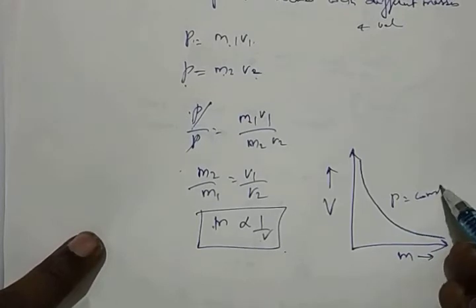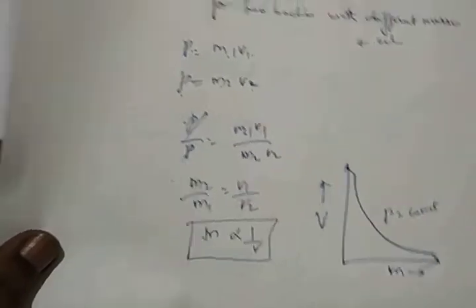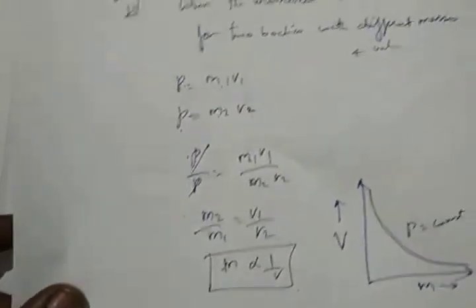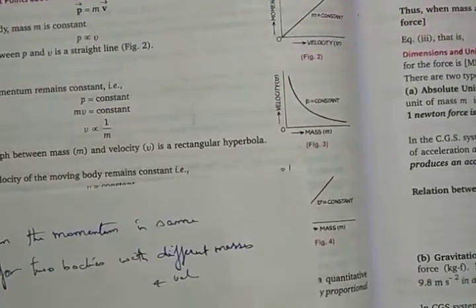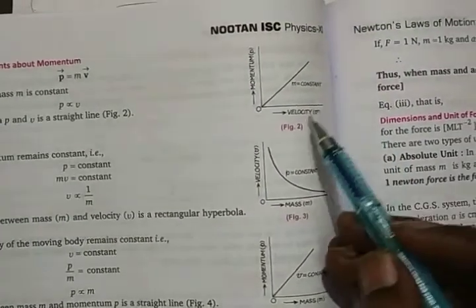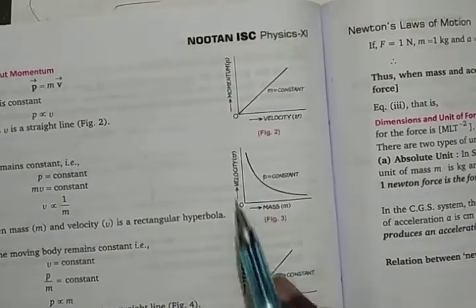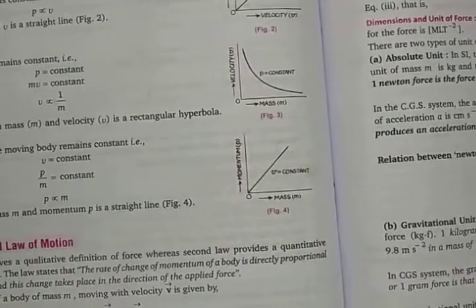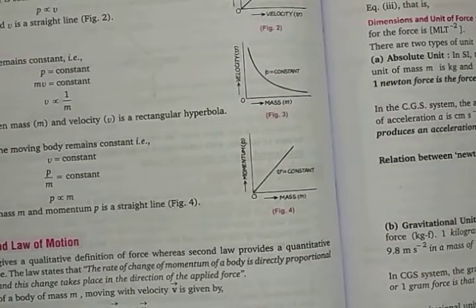Momentum is constant. These things you have studied in 9th standard. It's not a new thing, but I'm just quickly going over this because certain numericals can come based on this. Now look at this one. All the three graphs are given here. Mass is constant here, with velocity and momentum. Here momentum is constant, with velocity and mass. And here velocity is constant, with mass and momentum. So all three are there.